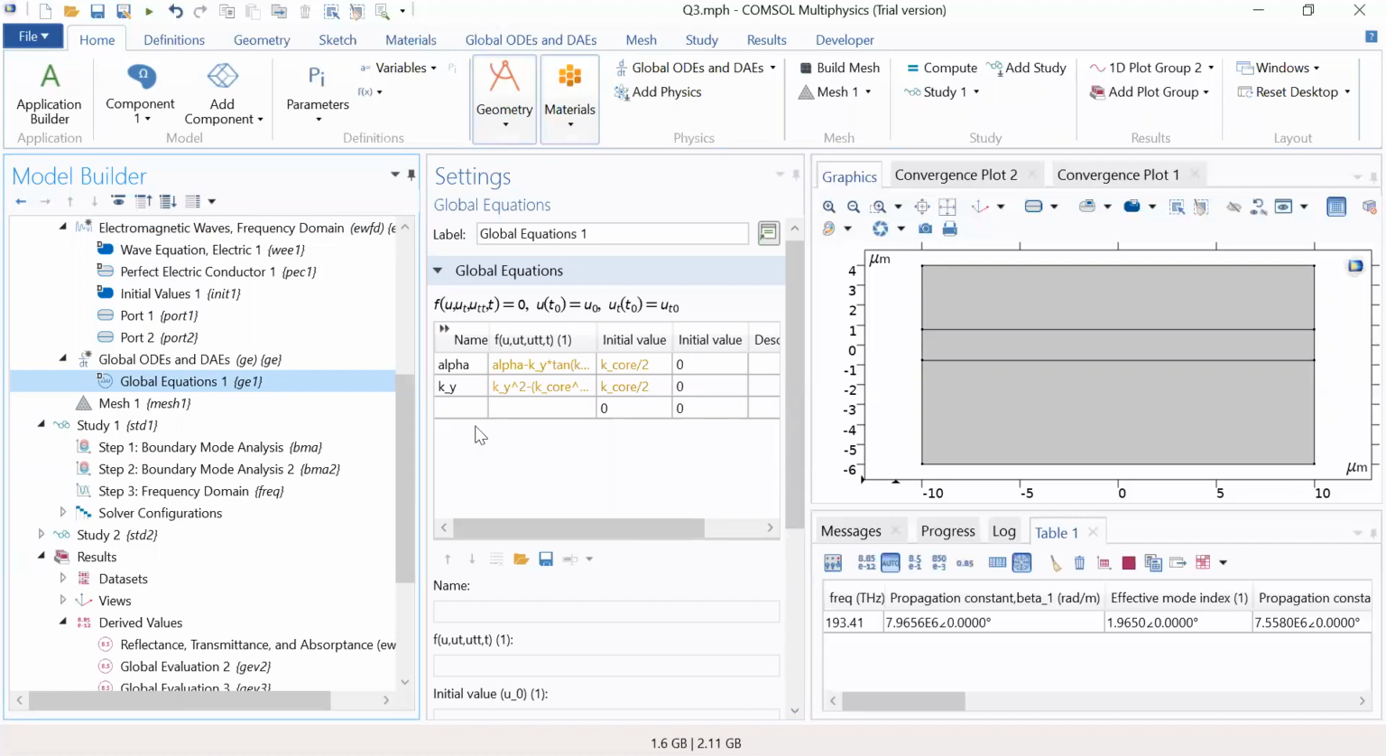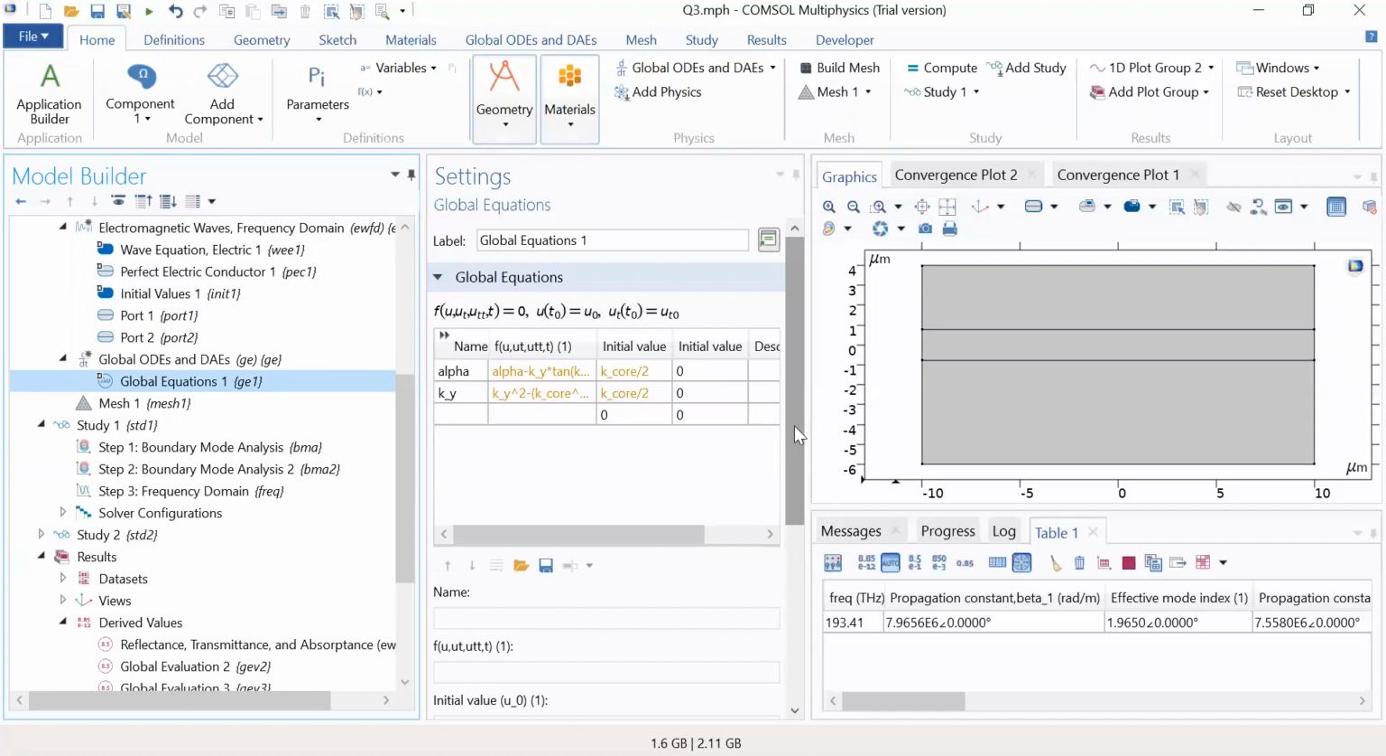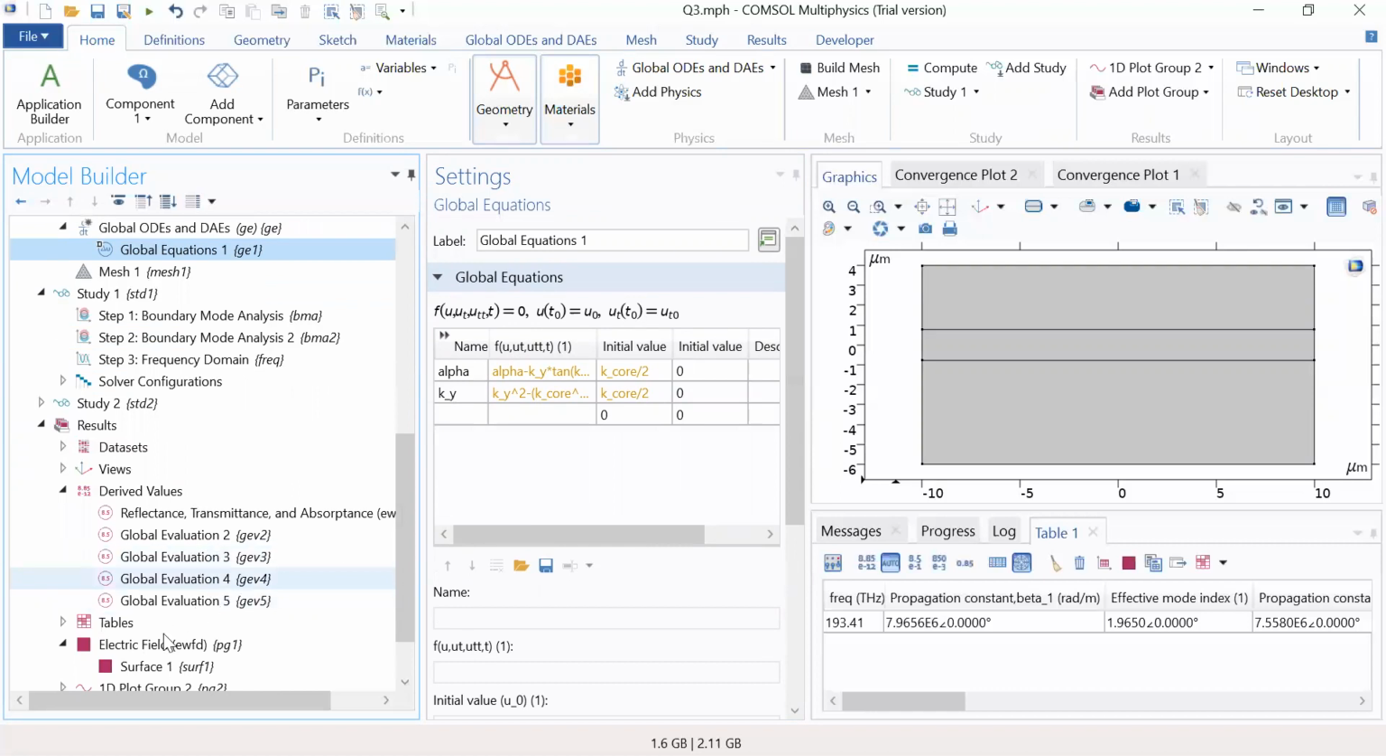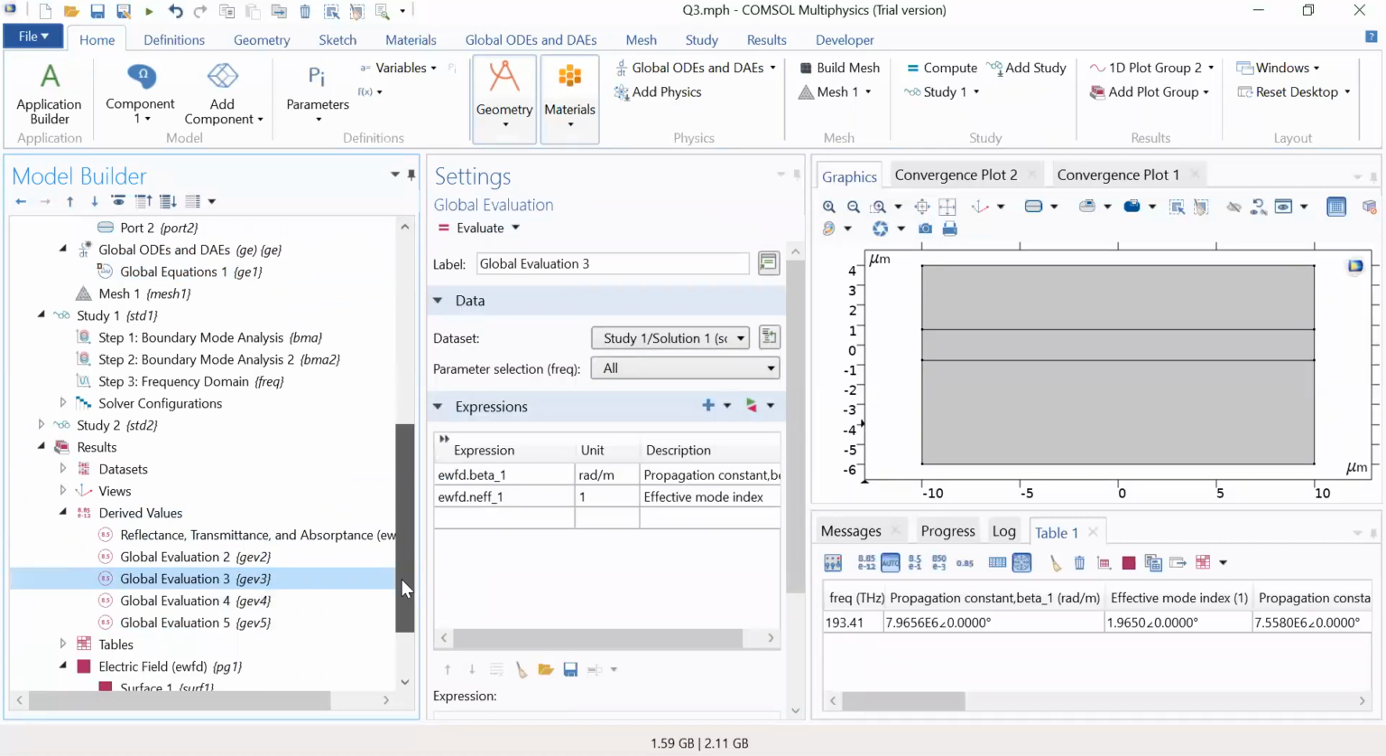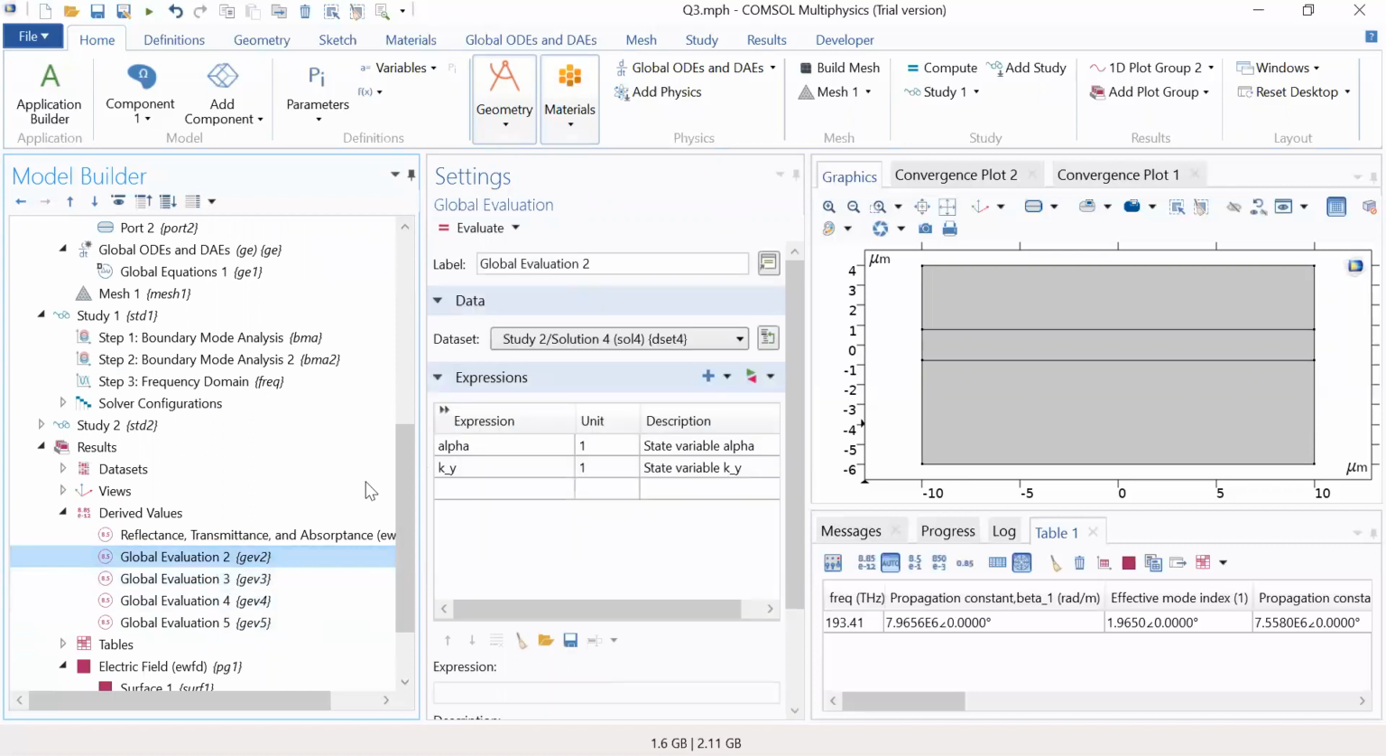So after calculating these values, alpha and k of the transcendental solution, these values are used to calculate the further values like beta and effective index, and put them into the corresponding table of these global equations. You can see there are global equation evaluations. In global evaluation 2, it corresponds to alpha and ky.